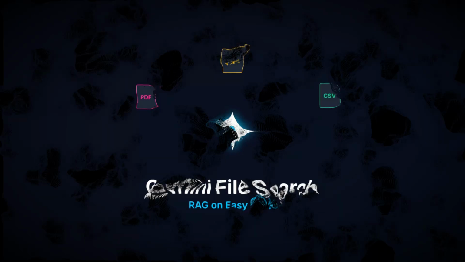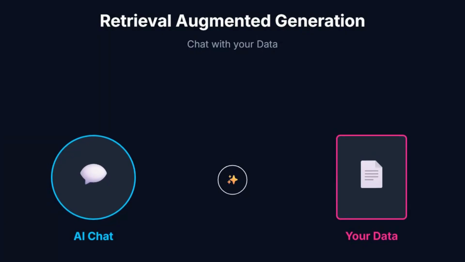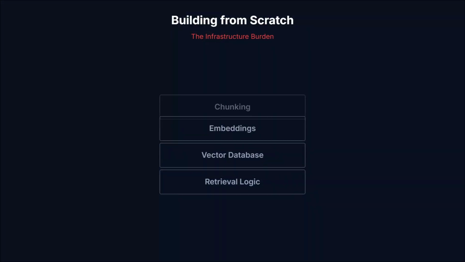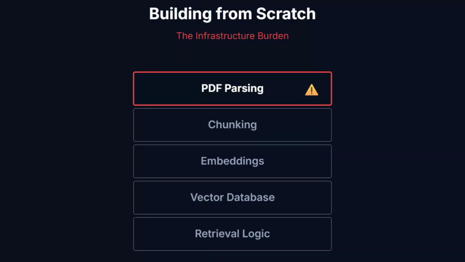We've talked about RAG, Retrieval-Augmented Generation. It's the magic that lets AI chat with your own data. But let's be honest, building a RAG pipeline from scratch is a pain. You need to parse PDFs, chunk text, generate embeddings, set up a vector database, and write retrieval logic. It's a lot of infrastructure just to ask a question about a document.